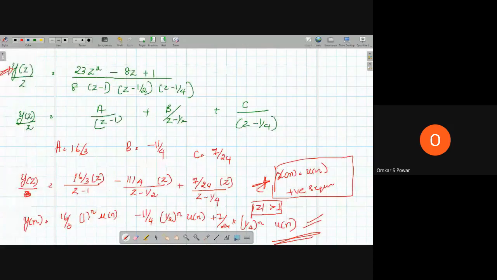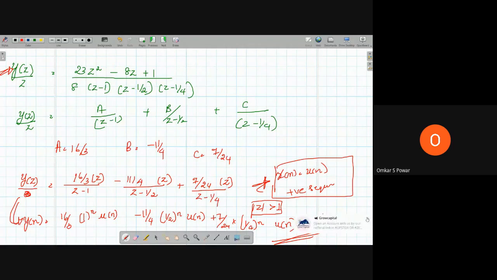So Y of z by z you will get as 23z square minus 8z plus 1 divided by 8 into z minus 1 into z minus half into z minus 1 by 4. Then express in terms of partial fractions A, B and C. Get the values of A, B and C. And since your x of n is equal to u of n is a positive sequence, mod z is greater than 1. So apply the condition and get the inverse z transform by the partial fraction method, and using the partial fraction method we'll get our time domain signal easily. So this is the approach to apply the unilateral z transform to solve the difference equation.